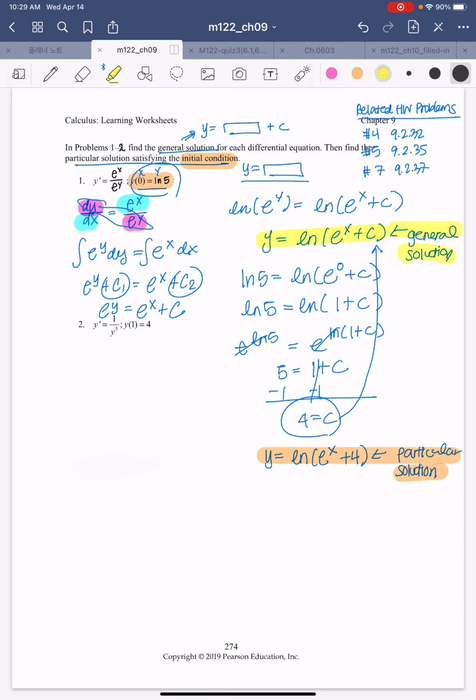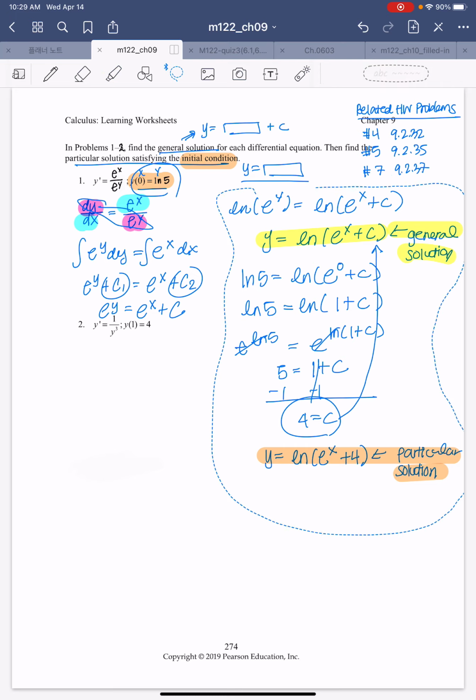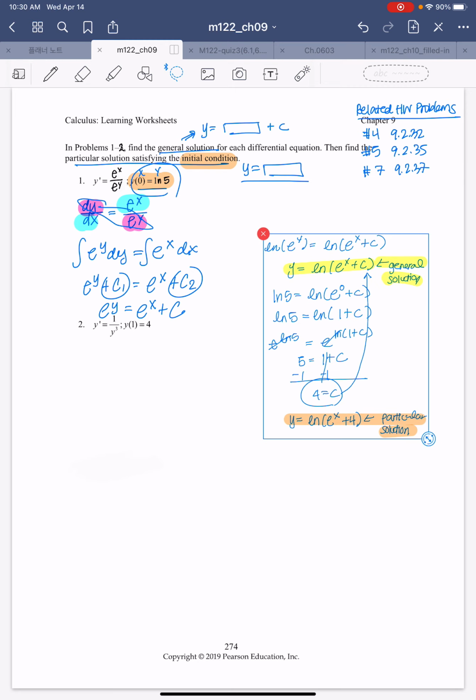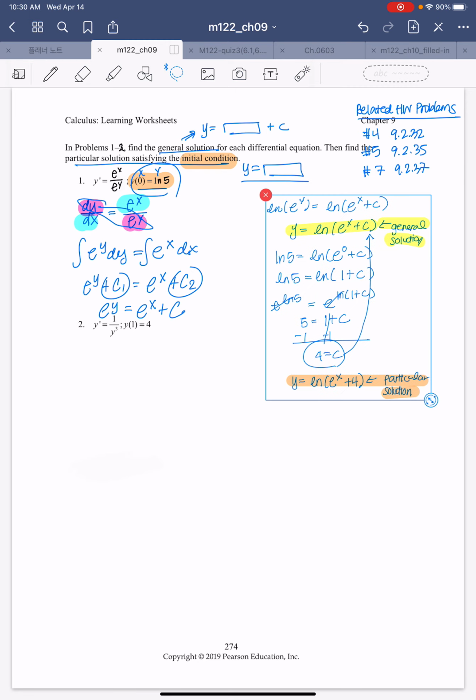Okay? All right, so that's the general strategy. That's how we are going to solve for our equation. So let's do another warm-up problem, number 2, and then move on to the 3 application problems.